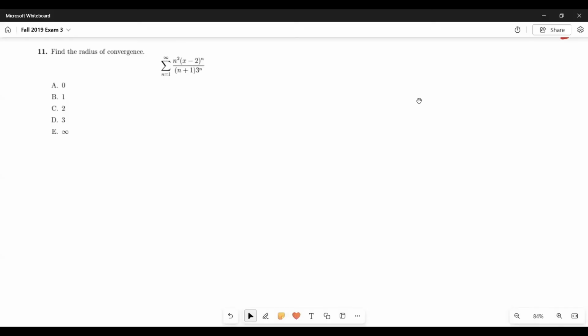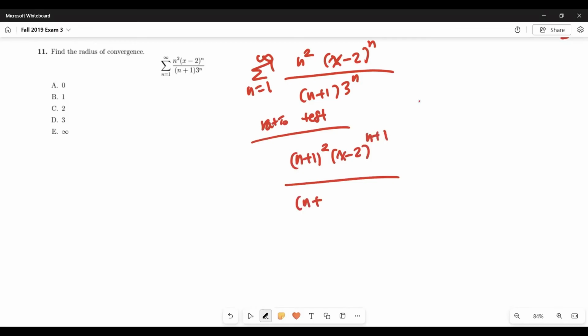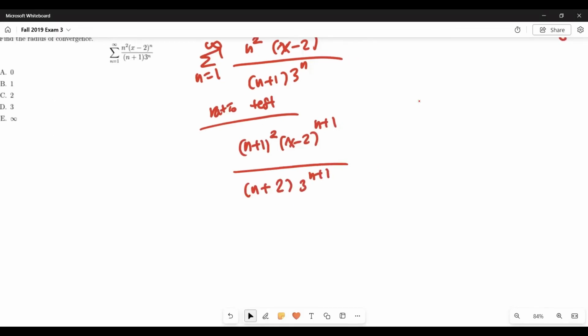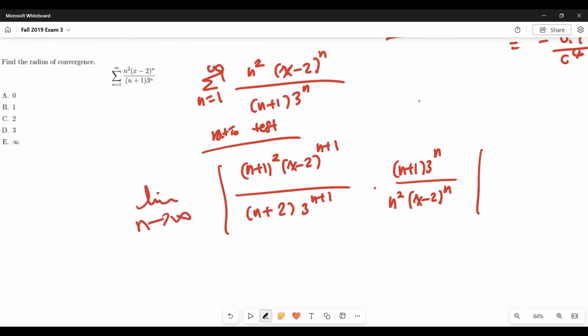Okay, this question asks to find the radius of convergence. Let's write it: the sum from n equals 1 to infinity of n^2 (x - 2)^n over (n + 1)^(3n). We are going to use the ratio test. So if you do that, this is (n + 1)^2 (x - 2)^(n+1) over (n + 2)^(3(n+1)), divided by the original, which is multiplying by the reciprocal. So this will be (n + 1)^(3n) over n^2 (x - 2)^n, and this all goes to the limit as n goes to infinity.